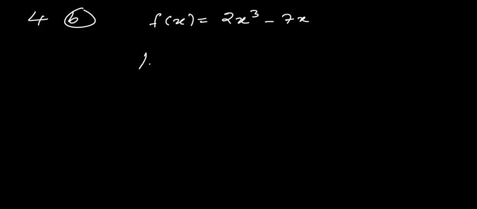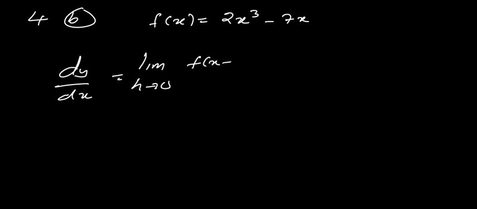Then part 4b, they're saying differentiate using first principles. There's f of x, which is 2x to the power 3 minus 7x. So here we'll say the derivative is just the limit as h approaches 0 of f of x plus h minus f of x. Then down we just have h.